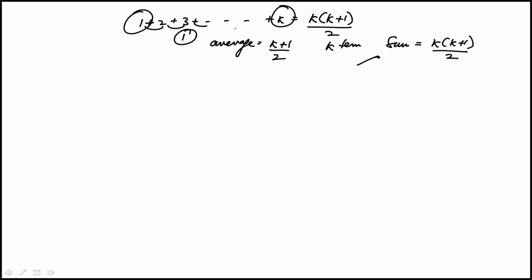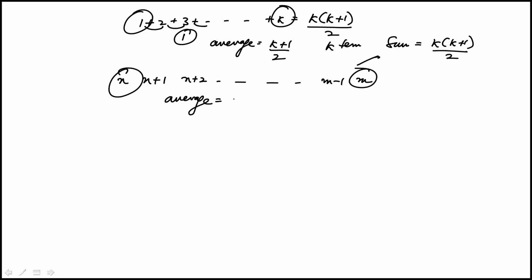So we could apply this approach directly to what we need to do, which is to go from n to m. So what's the average of all of these terms? It's the average of the first and last term, which would be n plus m over 2. How many terms do I have? Well, last minus first plus 1. So the sum that we're interested in is this.